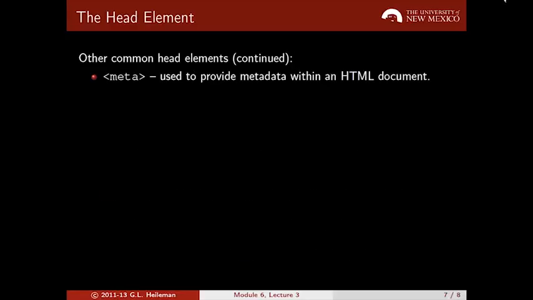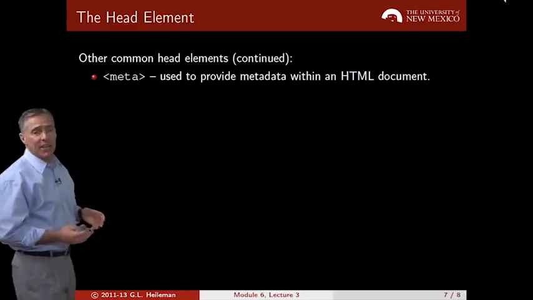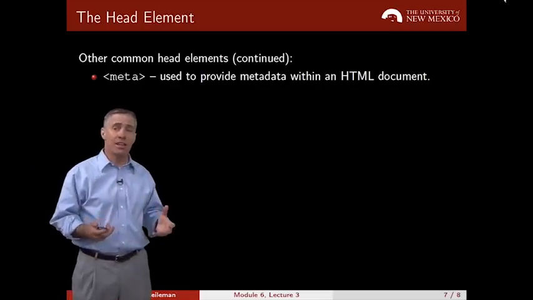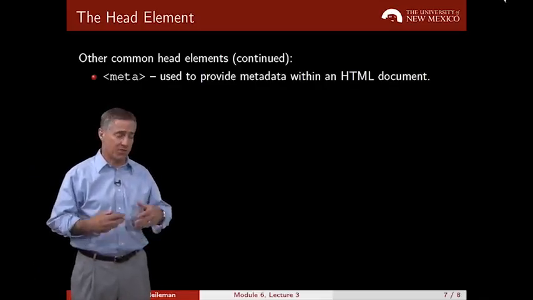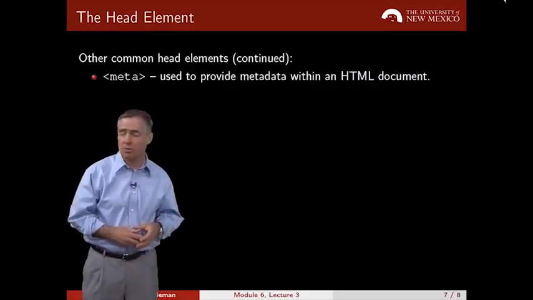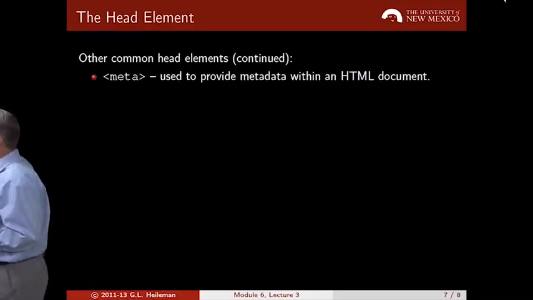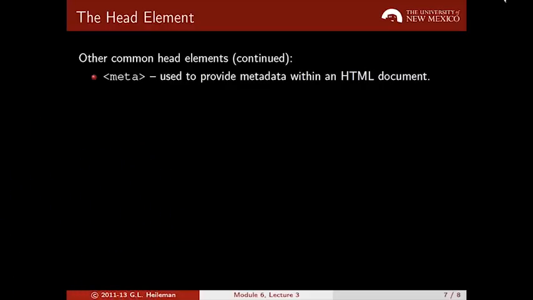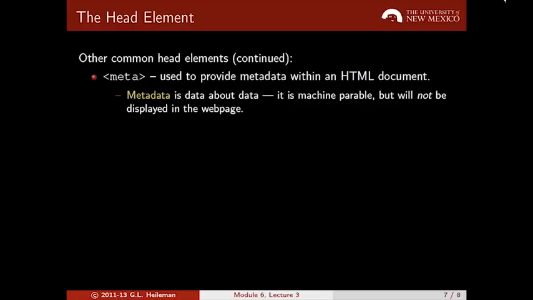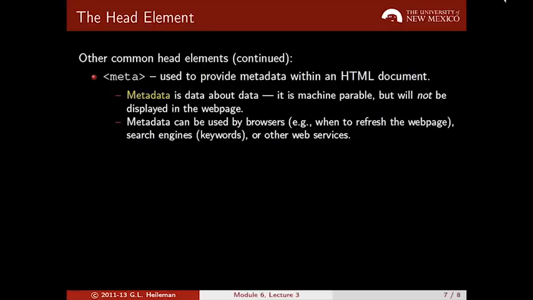Now another common head element, we talked about this, is this meta tag. This meta tag is used to provide meta information. And what is meta information? It's information about information. That's what meta means. So if you want to provide information about an HTML document, here's where you do it. And this is machine parsable, and it will not be displayed in the web page. This is just information that other machines can use to read this web page.